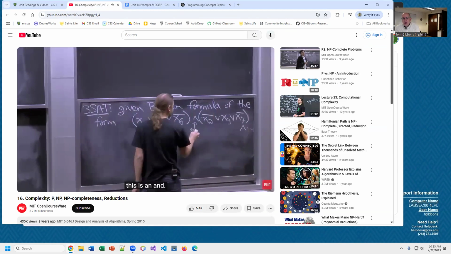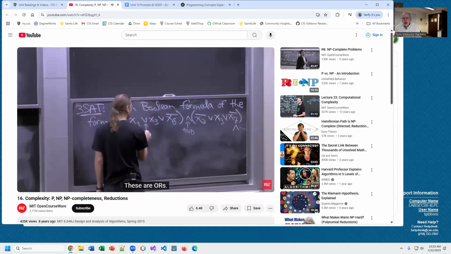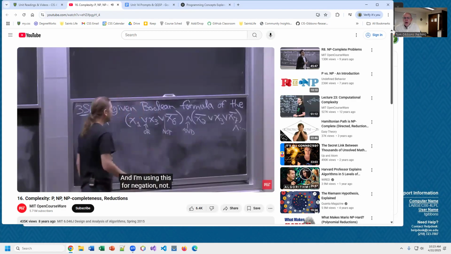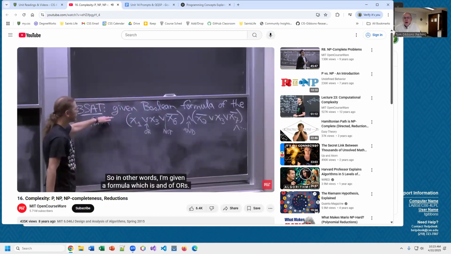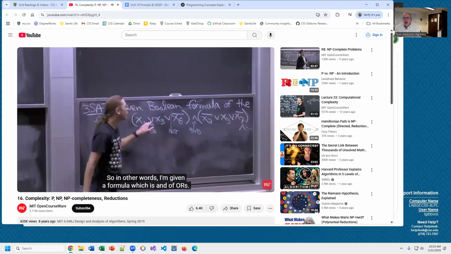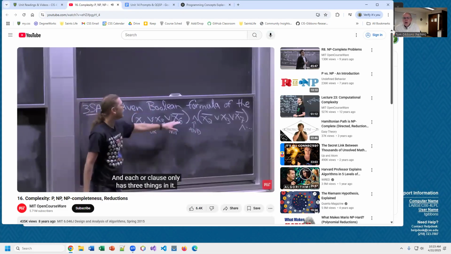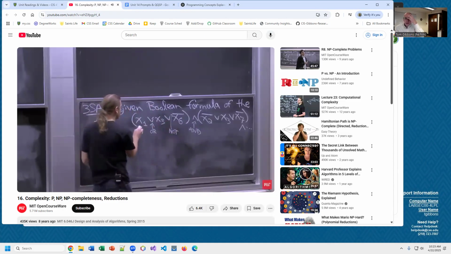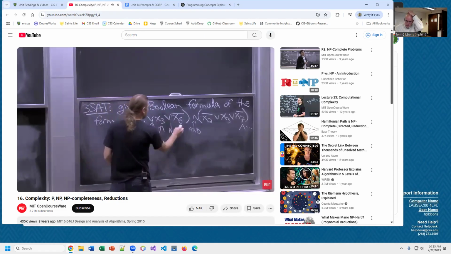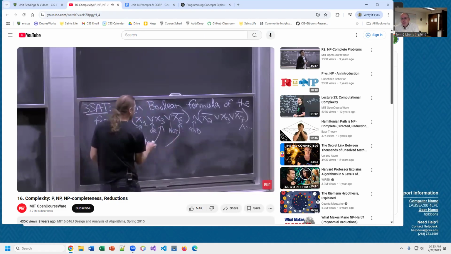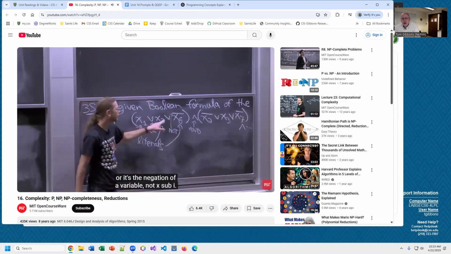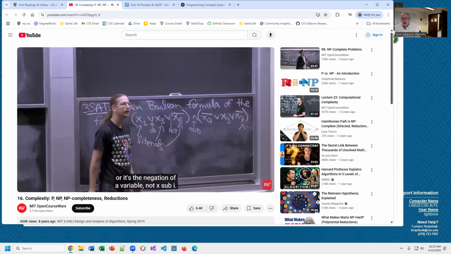This is an and. These are ors. Using this for negation. So, in other words, I'm given a formula which is an and of ors, and each or clause only has three things in it. These things are called literals. Each is a variable x_i, or it's the negation of a variable, not x_i.